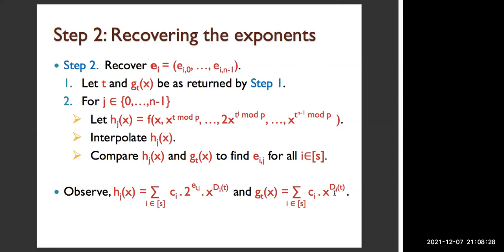So you match the degrees of these monomials, and then you divide the corresponding coefficient of Aj by the coefficient of GT. That will give you 2 power EIJ, and from that you get J, right? Just one component of the exponent vector. I'm discovering EI, the whole of EI. So if I go over all possible J values from 0 to n minus 1, then I end up discovering the whole of EI, right?